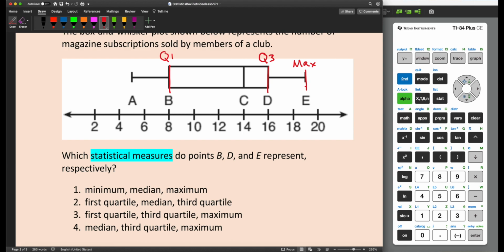So which choice talks about Q1, Q3, and max? Well, right here, choice 3. First quartile's Q1, third quartile's Q3, and the maximum is obviously your max. That's exactly how you're going to see it on the Regents on a part 1, guys. Simple. Let's look at one that's a little more difficult.